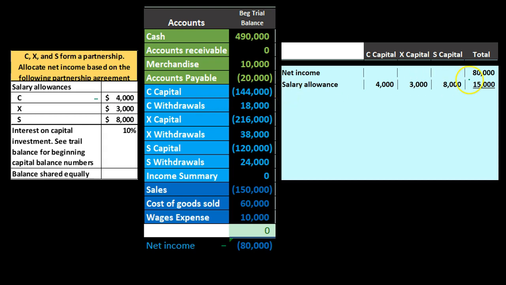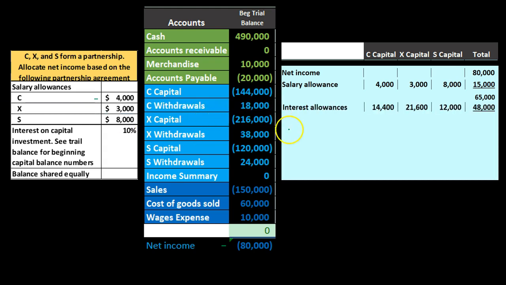So of the 80,000, we're going to allocate 4,000, 3,000, and 8,000 to C, X, and S respectively for a total of 15,000. So then if we total that up, we've got 80,000 and the 15 leaving just the 65 left. Of that 65, we're going to allocate based on our second tier, which is whatever capital investments was in there at the beginning of the year.